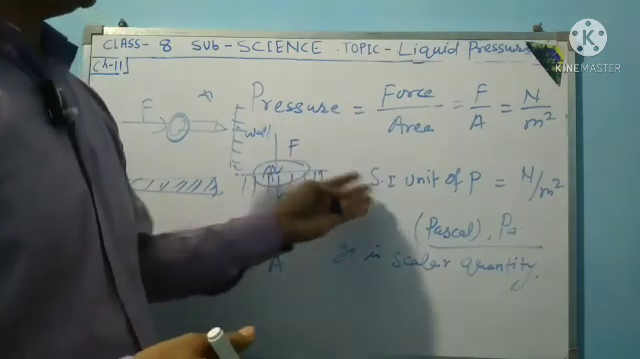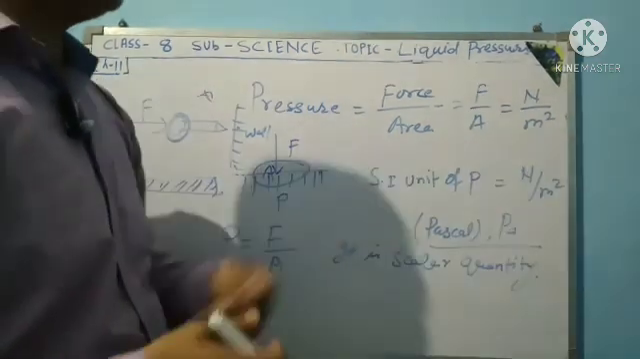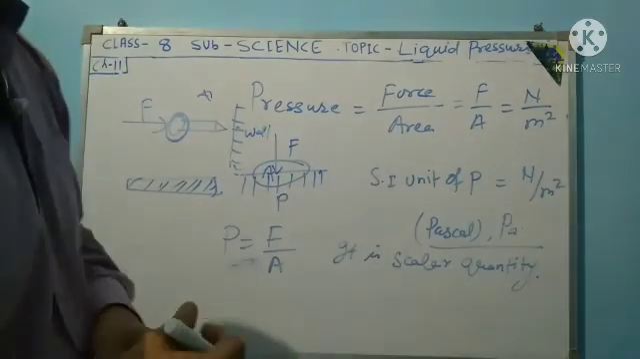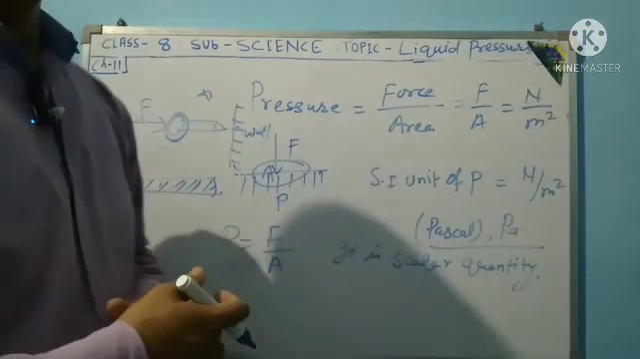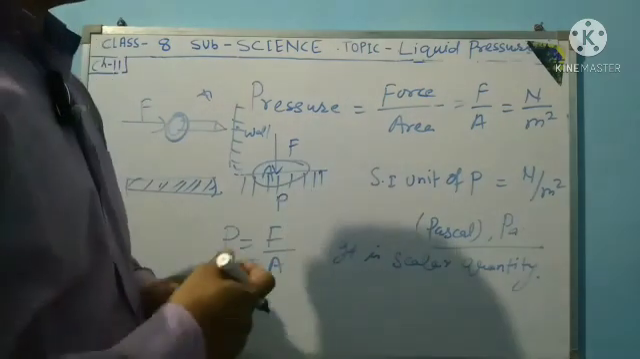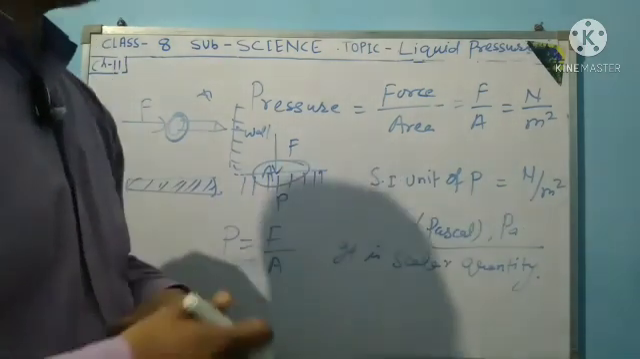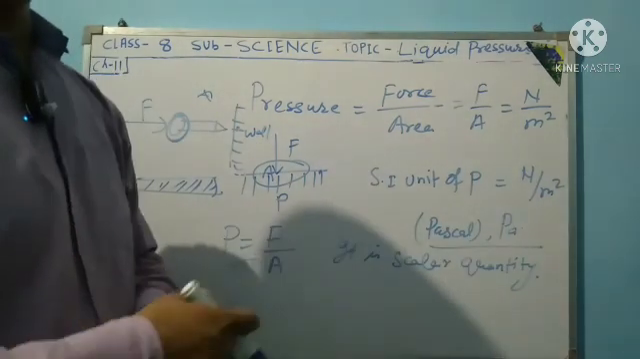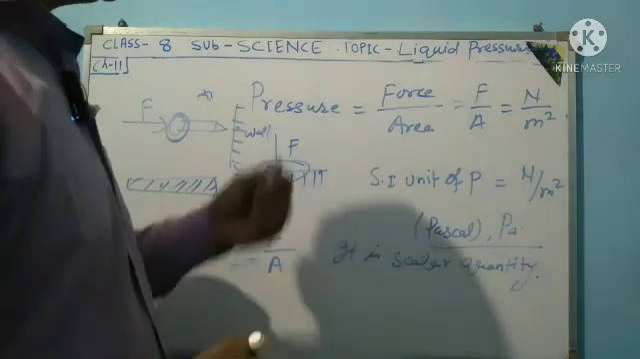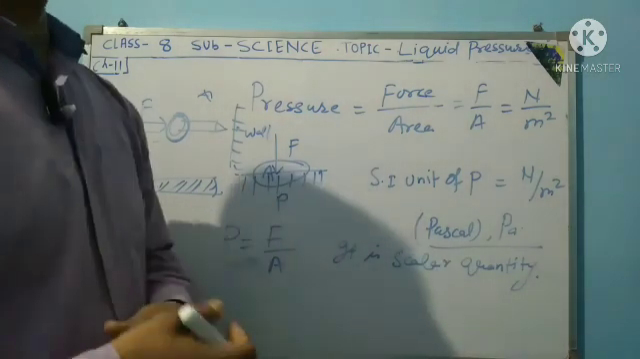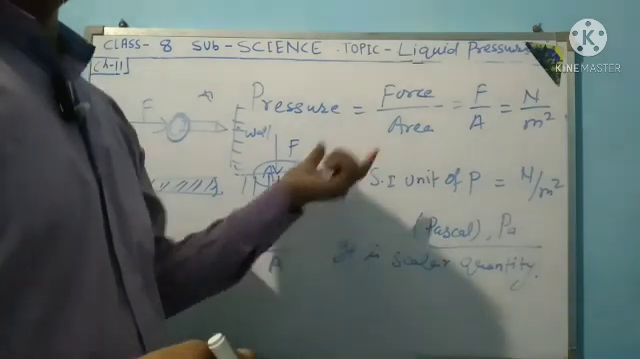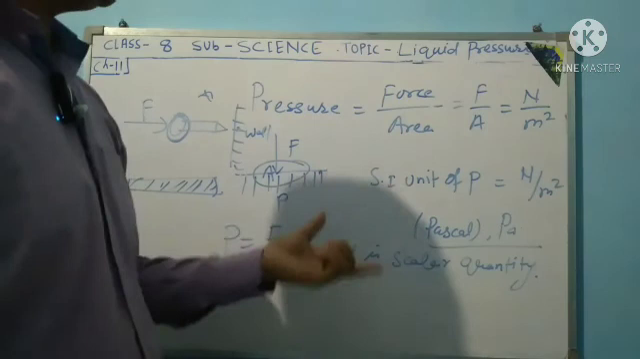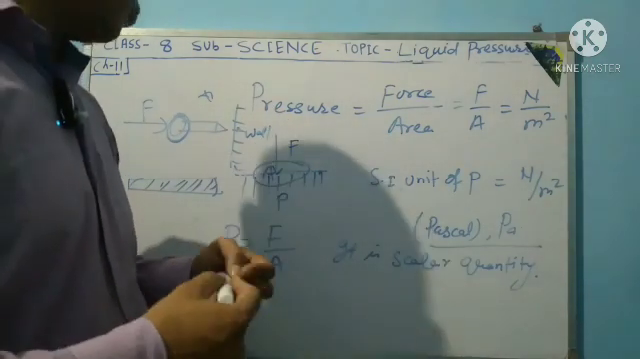So the SI unit of pressure is Newton per meter square. The SI unit is named Pascal, after Blaise Pascal. So generally we say Pascals, denoted by Pa, and it is a scalar quantity. Pressure is a scalar quantity. Magnitude and direction both are here, but that is an algebraic sum, so pressure is a scalar quantity.